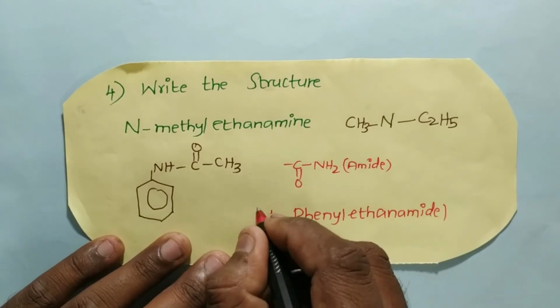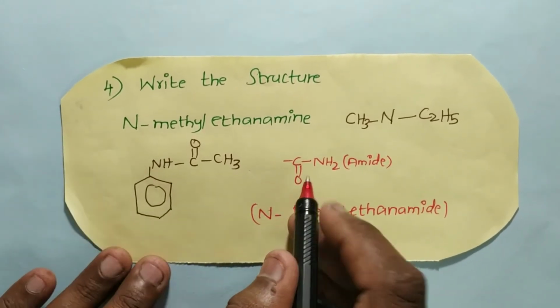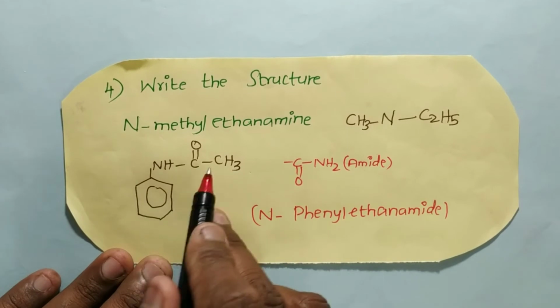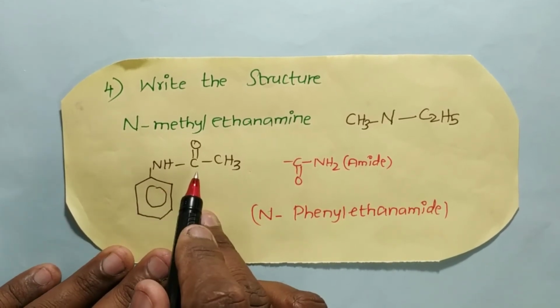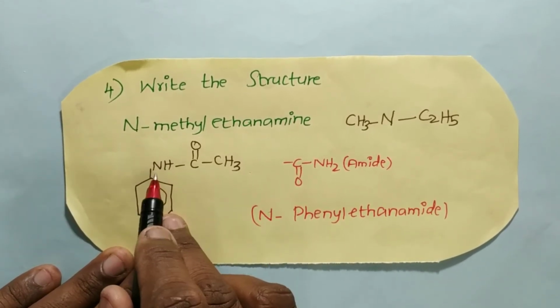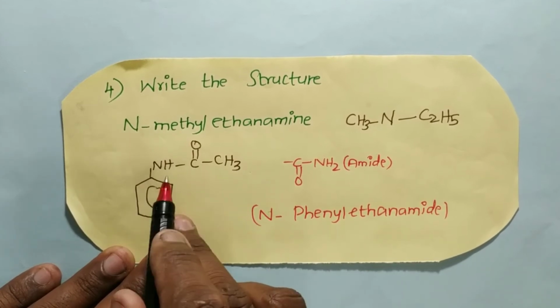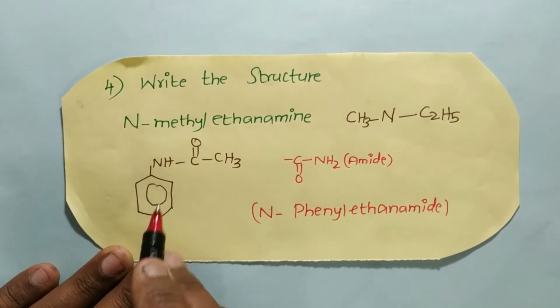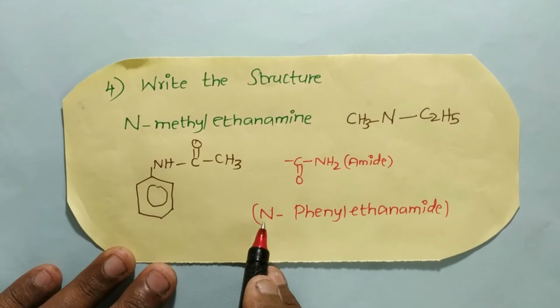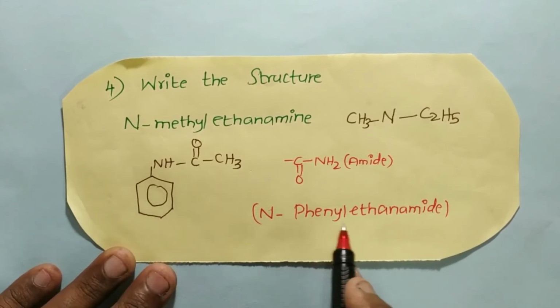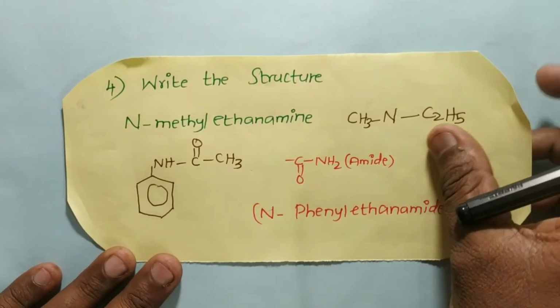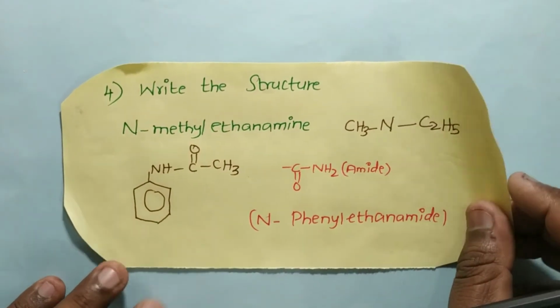So how to write the structure? CH3CONH2 is ethanamide. So a 2 carbon atom containing amide is what is called ethanamide. Once I get ethanamide, with the phenyl group on the nitrogen, that is N-phenyl ethanamide. That is the right name of this compound. Are you able to understand?